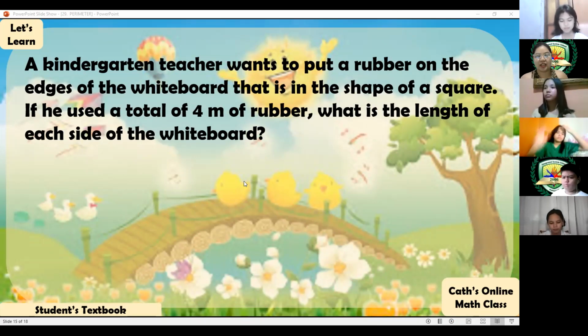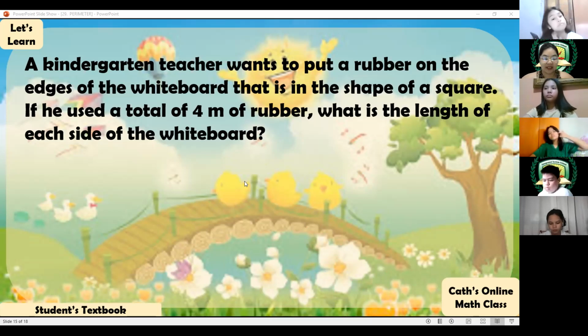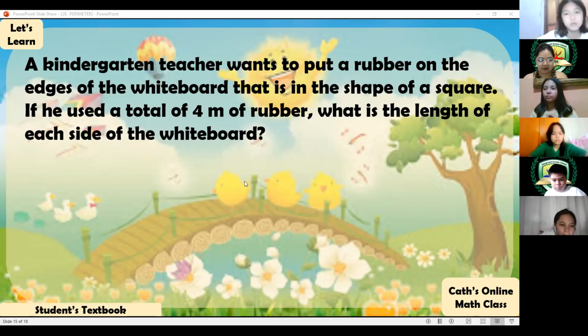A kindergarten teacher wants to put a rubber on the edges of the whiteboard that is in the shape of a square. If we use a total of 4 meters of rubber, what is the length of each side of the whiteboard? Make sure you have the correct unit of measurement.